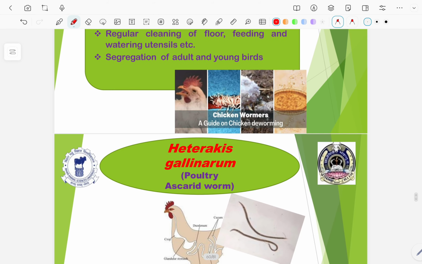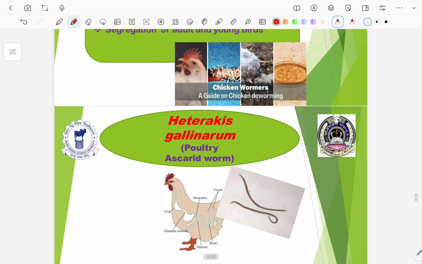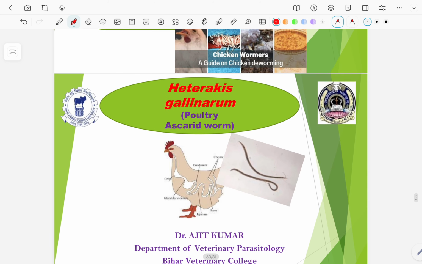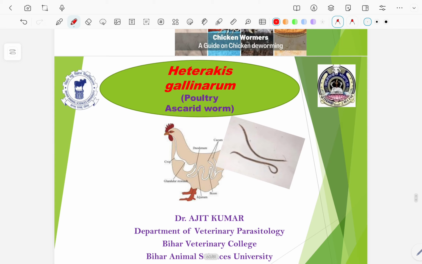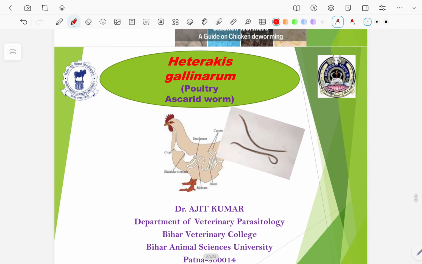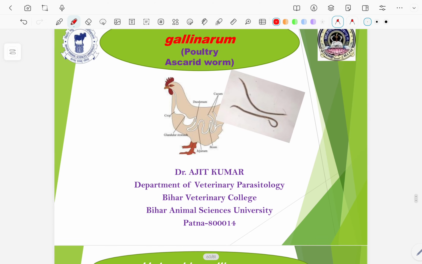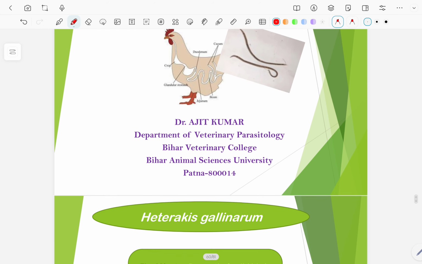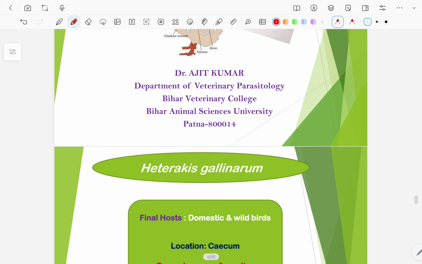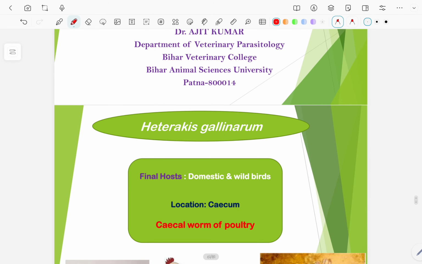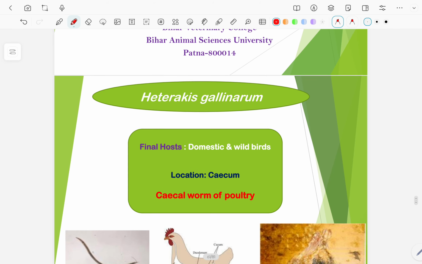Heterakis gallinarum, poultry ascarid worm. Final host: domestic and wild birds. Location: cecum. Cecal worm of poultry.